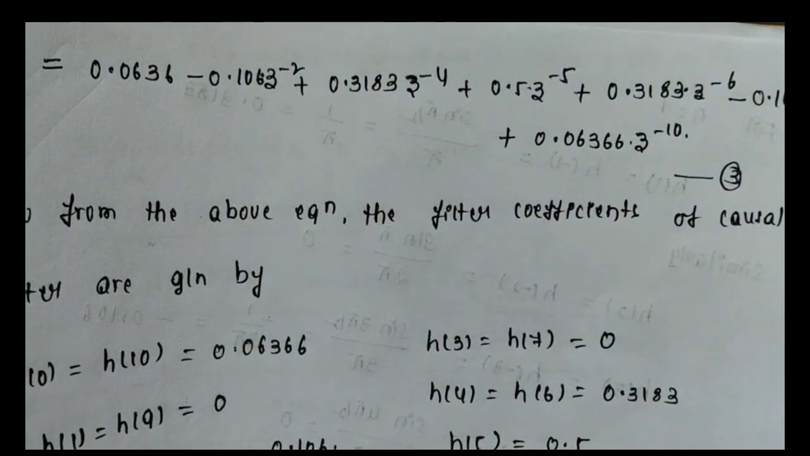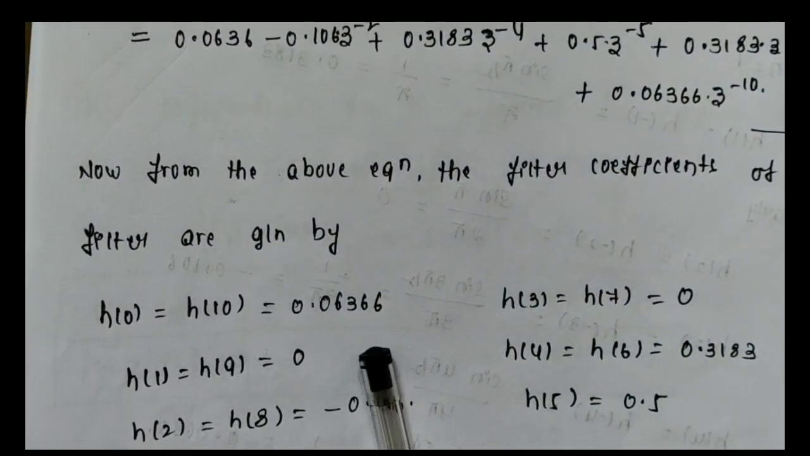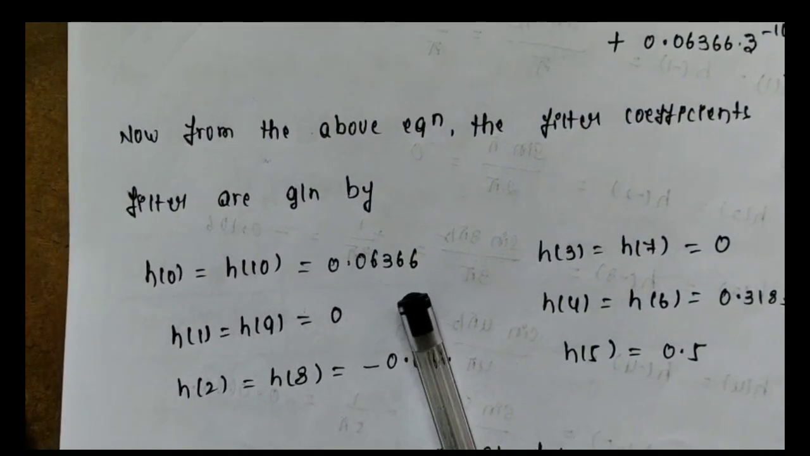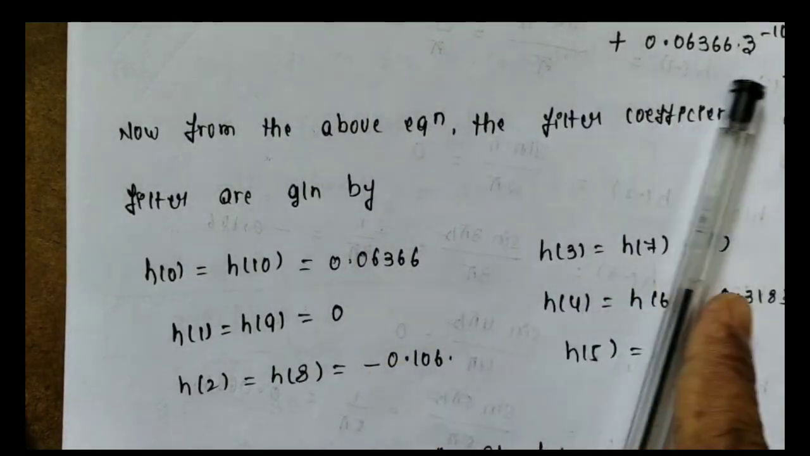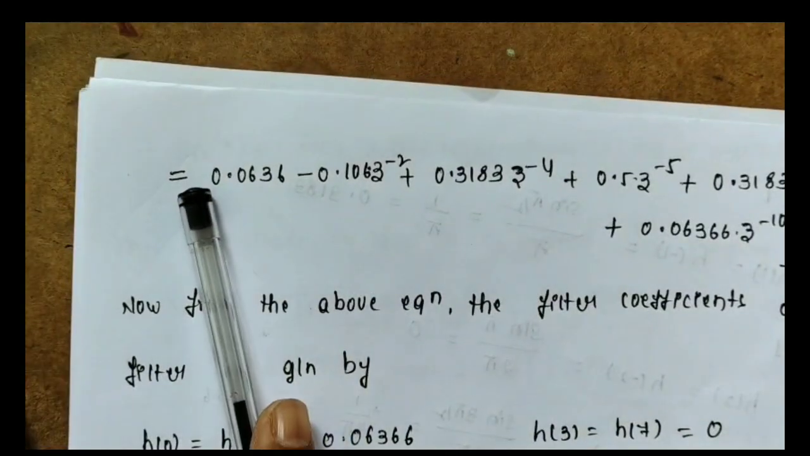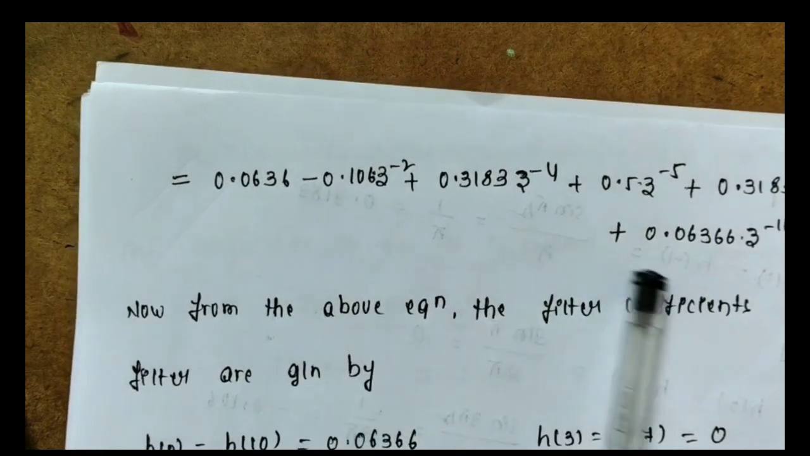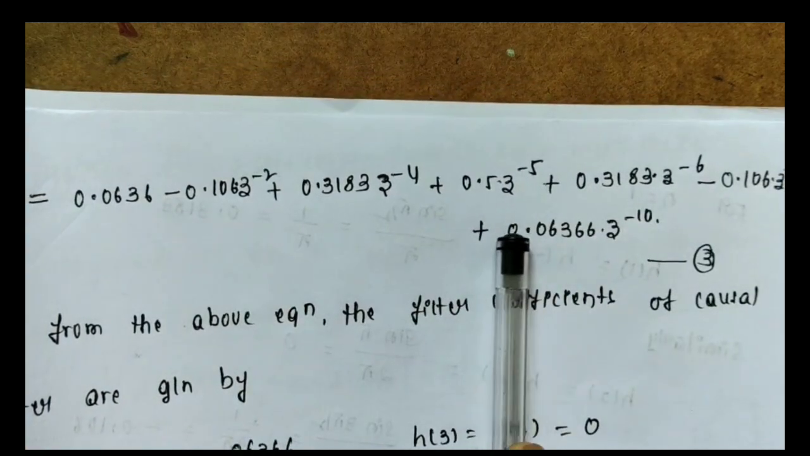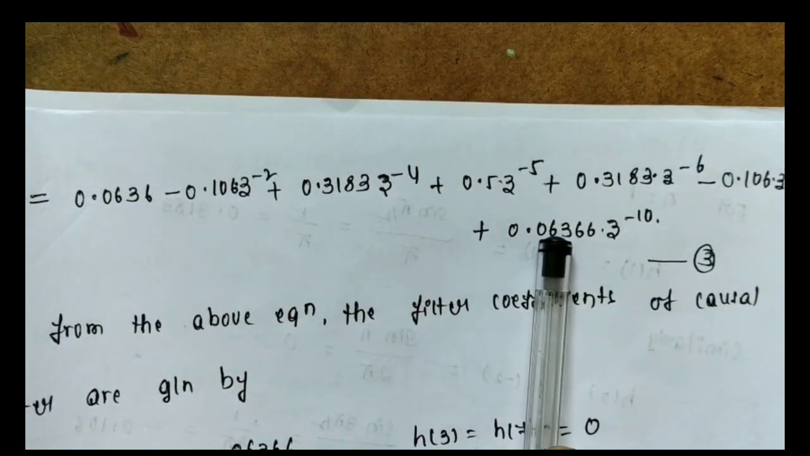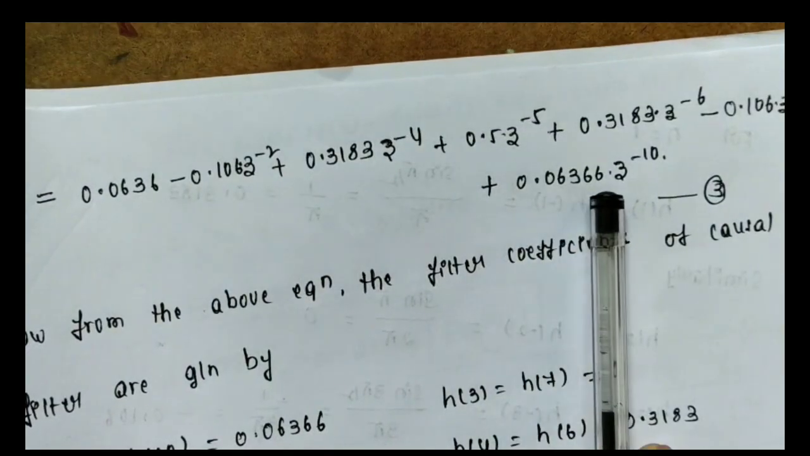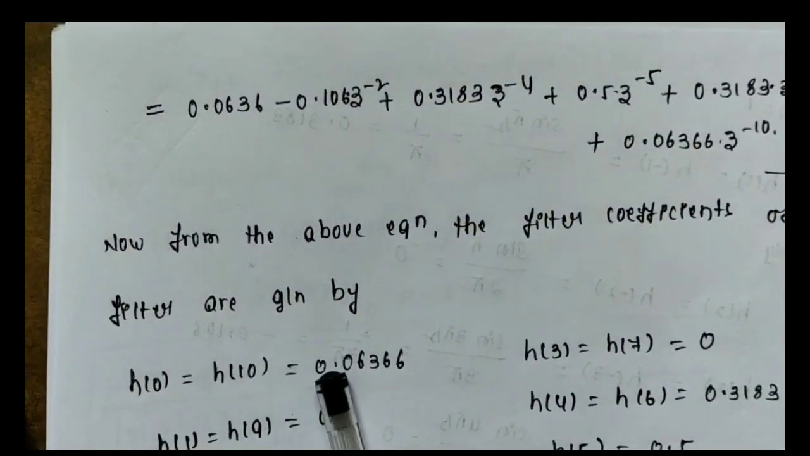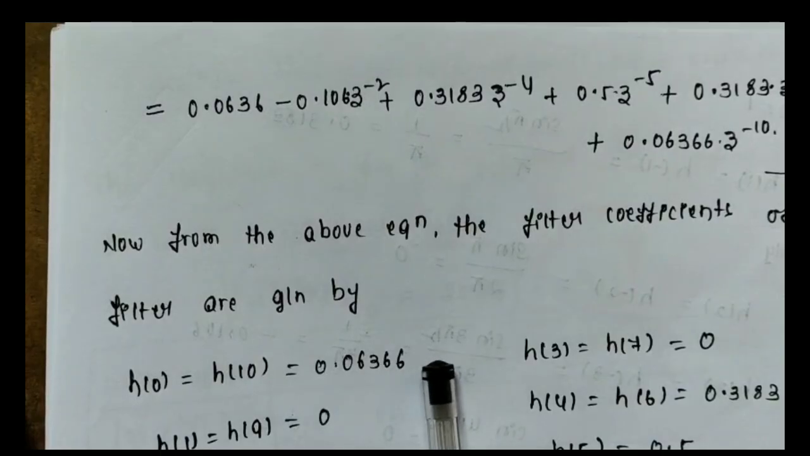Now in the above equation, we can note that the filter coefficients are h of 0 and h of 10. See here, h of 0 is this and h of 10 is this. See the coefficient, 0.0636, and here also 0.0636. So h of 0 is equal to h of 10 is equal to 0.0636.